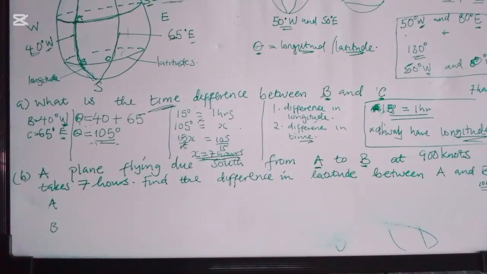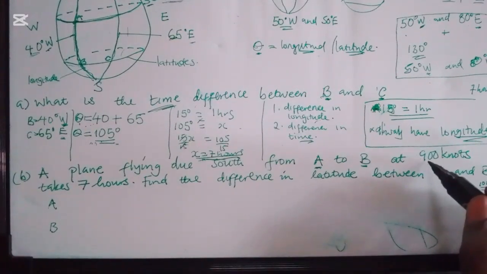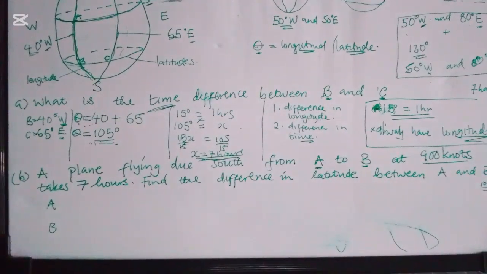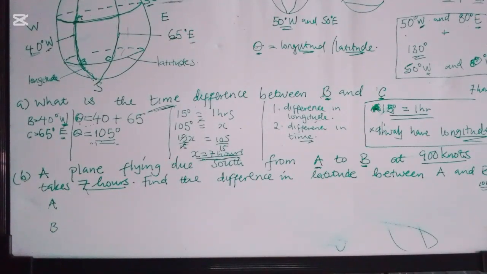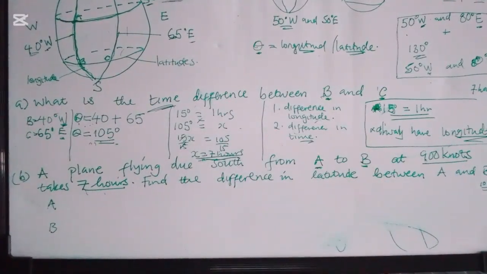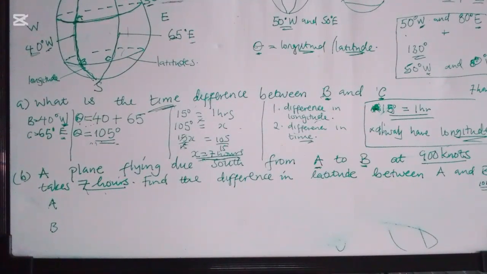But remember, in our question you have been given two values, 900 which is the speed and 7 hours which is the time. So we are going to use these two values to calculate now the what? The difference between A and B. So how are we going to calculate it? So step 1, we are going to find the distance. Why are we finding the distance?